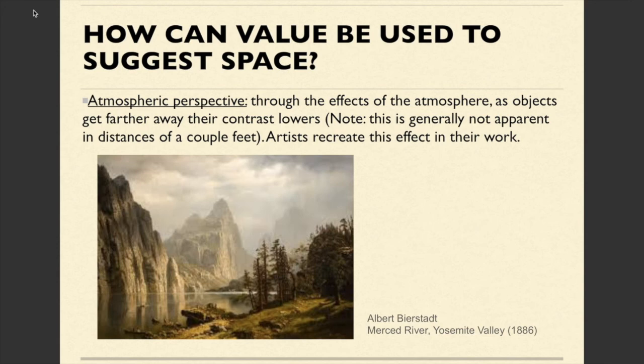So values can also be used to suggest space, and this is through atmospheric perspective. So you'll notice in real life, if you go out and there's a large distance between objects, the objects will often get lighter the farther back they go. And the second thing that will happen is that their value contrast will decrease. And you can see that in this picture. So the mountain in the front has a greater difference between the lights and the darks than the mountain in the middle, than the mountain in the very back.